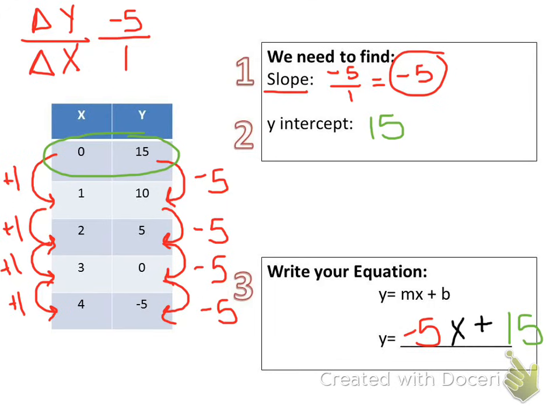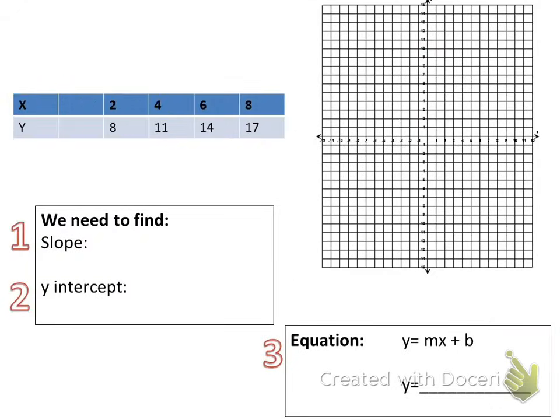Let's try another one. In this next example, I've been given a table of values again. This table of values is set up horizontally. We are again going to follow our steps 1, 2, 3 in order to write an equation. Let's start with step 1. Find the slope. We know our slope is represented by change in y over a change in x. Let's look at our table of values. I like to start with the change in y.